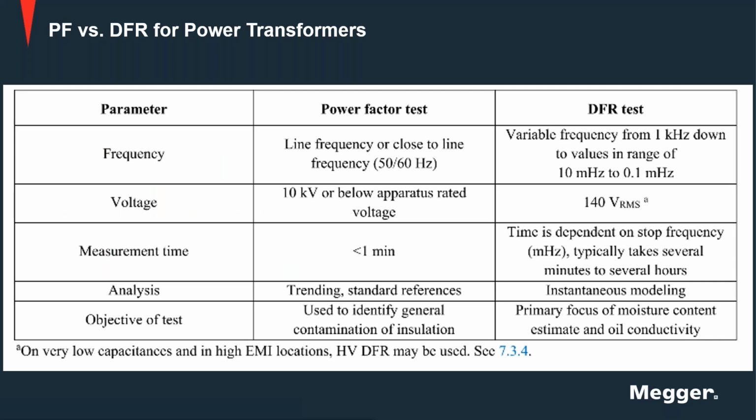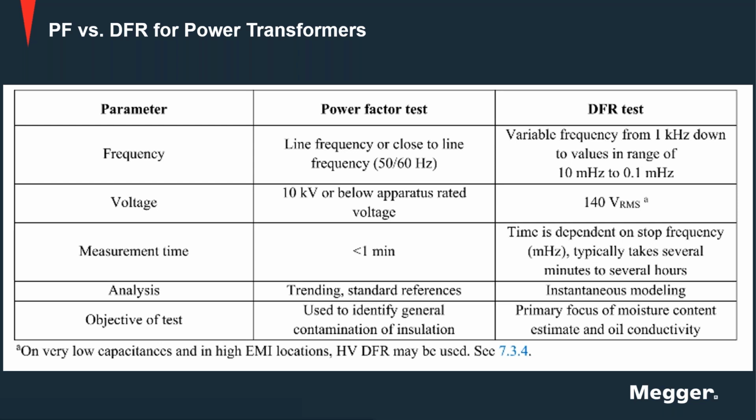So let's look into the things that are different between power factor and dielectric frequency response. The first thing, the frequency. Yes, power factor is line frequency, which means that you're testing at either 50 hertz or 60 hertz. And actually, we do not test at 50 hertz or 60 hertz because we try to avoid the noise that will be at the line frequency. So we will go 3 or 4 hertz up and down from the line frequency and get the specific value as an average of those. And then we look into the DFR test, which is a variable frequency that typically goes from 1 kilohertz all the way down to 10 millihertz or 0.1 millihertz.